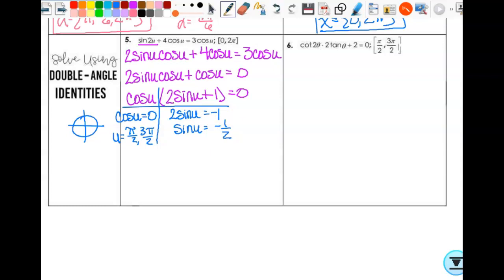Sine is negative in the third and fourth quadrants. So what are my u values there? Good, 7 pi 6 and 11 pi 6. So when I get all that in the right order, I get pi halves, 7 pi 6, 3 pi halves, and 11 pi 6.